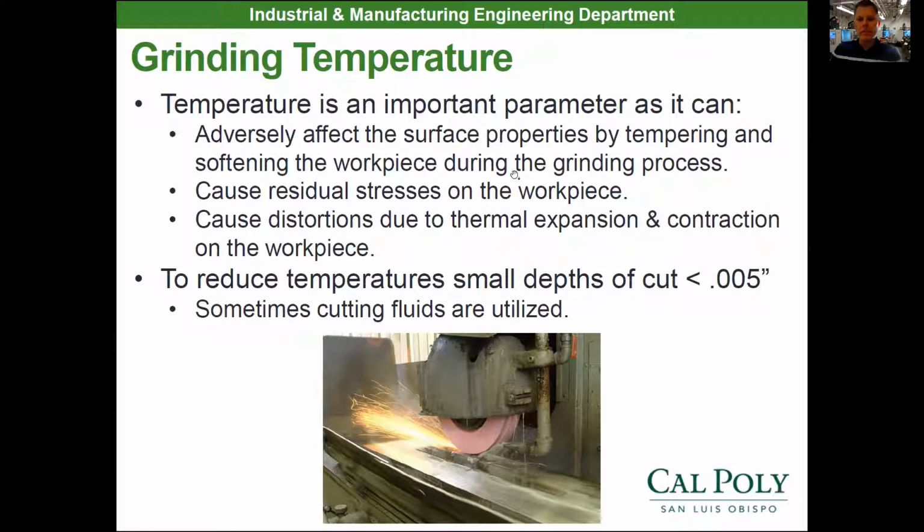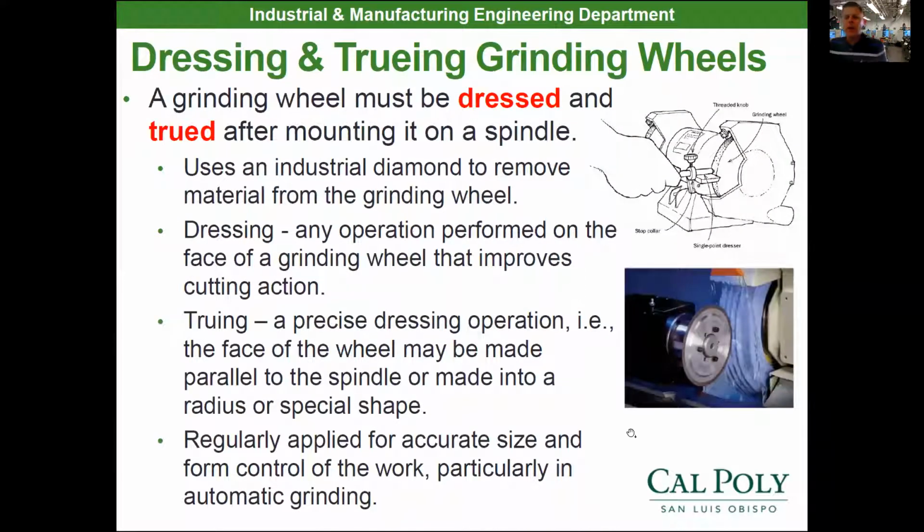Otherwise you can cause residual stresses on that workpiece, distortions, and thermal expansion and contraction. So real small depths of cut, just to take a little bit off the surface. That's what grinding is all about: getting a nice surface finish and a very tight tolerance. This is how we get tolerance down into the 10,000ths of an inch, 4 decimal places, using these abrasive processes. So in order to get those tight tolerances, the wheel has to have a known form.